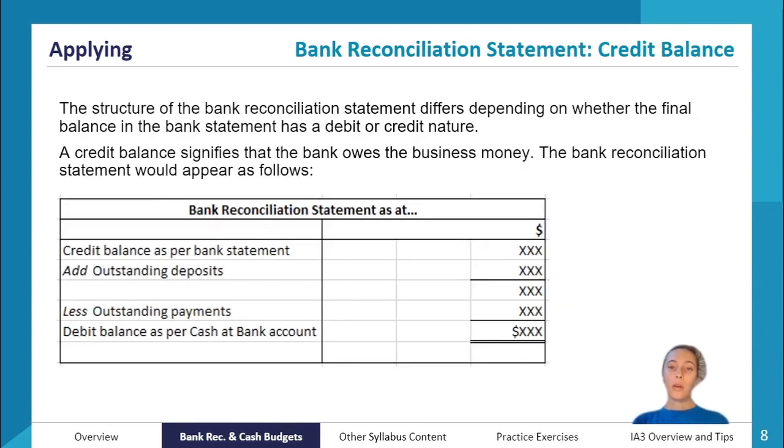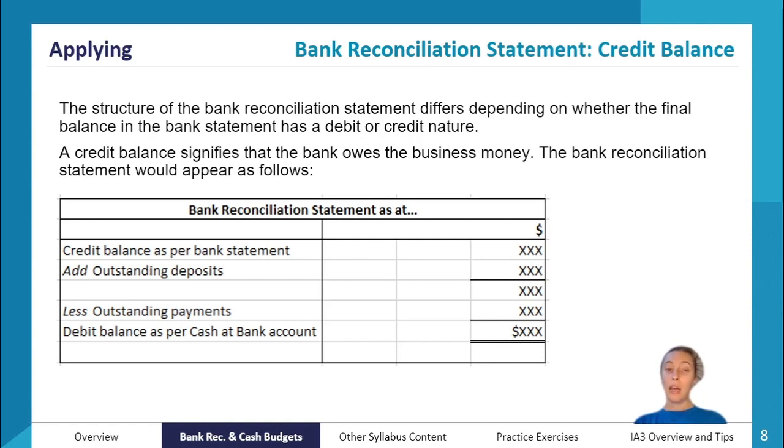But first, let's have a look at what happens when we've got different balances. So the structure of the bank reconciliation statement is going to depend on whether the final balance in the bank statement has a credit or debit nature. So it can be really easy to accidentally use the wrong structure in your bank reconciliation statement. So it's really important to get your head around which way to lay it out, depending on what that nature of the final amount in the bank statement is, credit or debit.